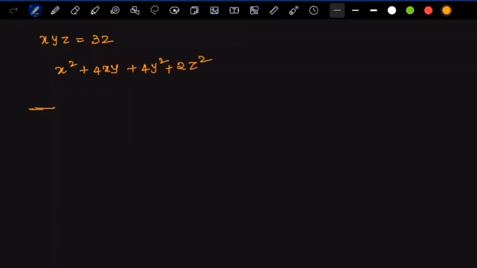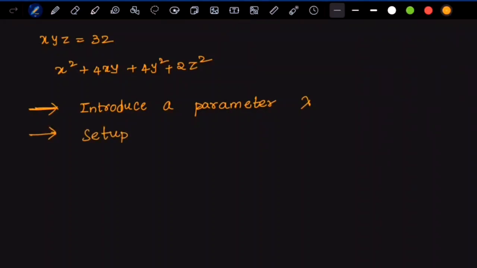So what do we have? xyz is equal to 32, and you have to find out the minimum value of x square plus 4xy plus 4y square plus 2z square. Now what you have to do is set up a function. First step is you have to introduce a parameter lambda. All right. Now you have to set up a function. All right.